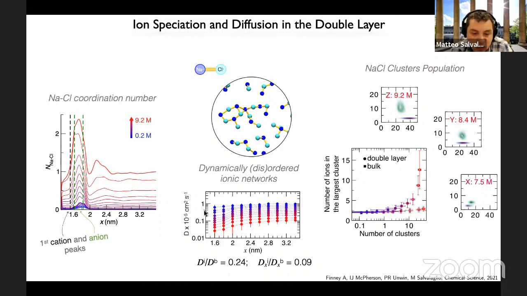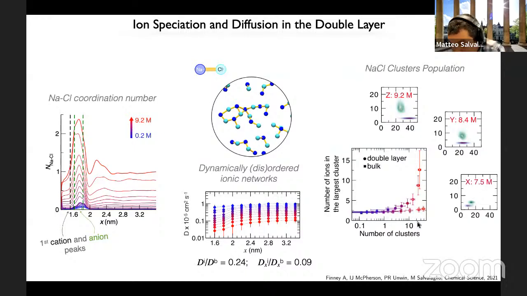And we see that essentially we have a peak close to the interface, which is well defined. And looking at the diffusivity of these ionic species in these regions, we see that there is a slowdown, and this slowdown is dependent on concentration and on distance. But more interestingly, we see that if we are able to characterize the population of clusters within the double layer and within the bulk that is in contact with the double layer, we see significant differences between the two. So here I'm showing a plot that in principle you could produce also after today's tutorial, where on the x-axis we have the number of clusters that are observed in a system, and on the y-axis there is the number of ions in the largest cluster.